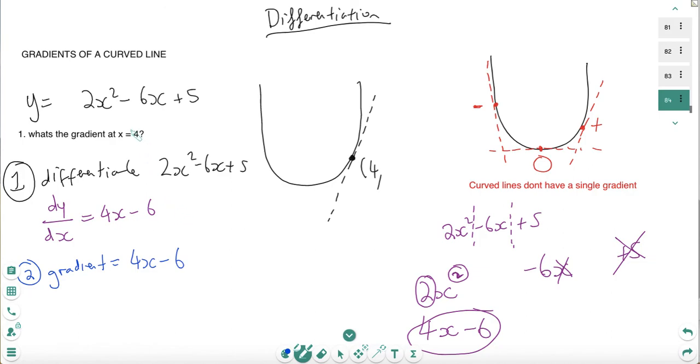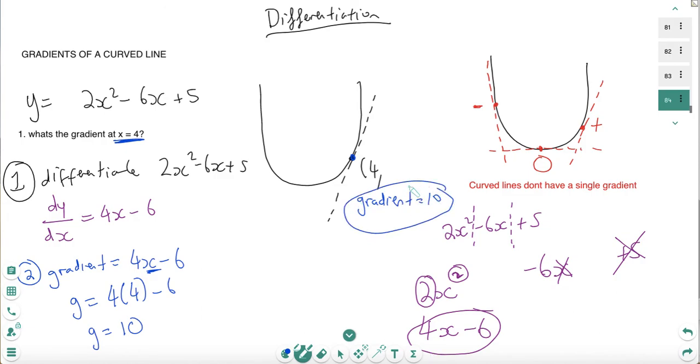And we're trying to find the gradient at x equals 4. So we can just replace this x with 4. So the gradient is equal to 4 times 4, which is 16, minus 6, which is 10. So at this point here, the gradient is 10.